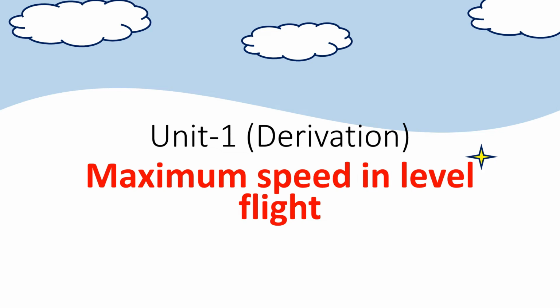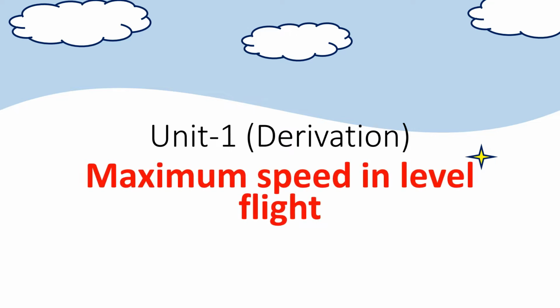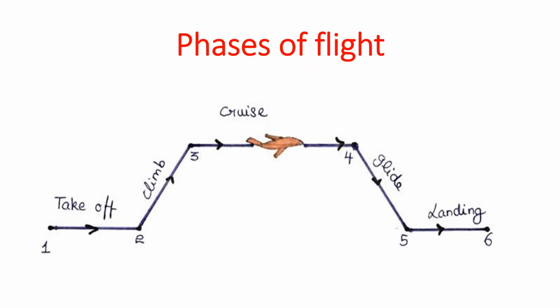In this video, let us learn how to calculate the maximum speed in level flight. Let us begin with knowing the phases of flight. Any flight flying from one location to another has to go through 5 phases such as takeoff, climb, cruise, glide and landing. Here, the level flight refers to the point 3 to 4, that is the cruise phase. In cruise phase, the flight is flying with constant velocity and height to maintain its steady level.